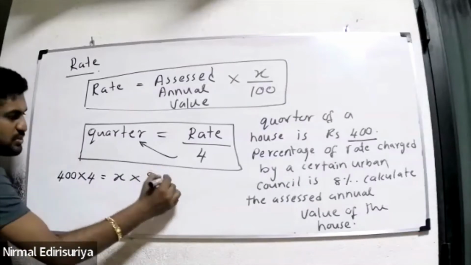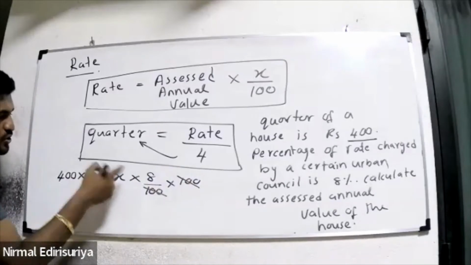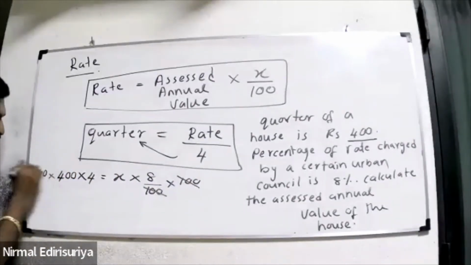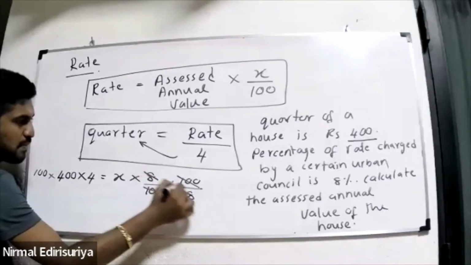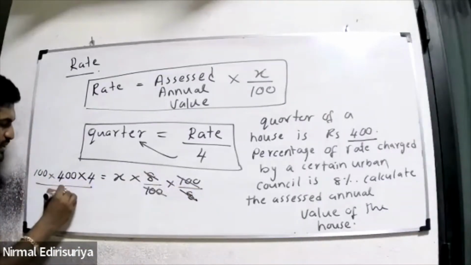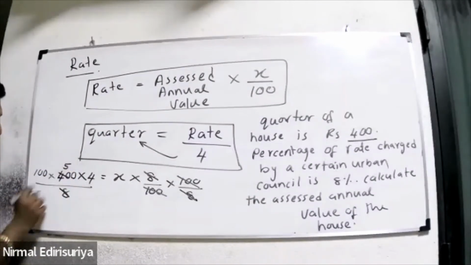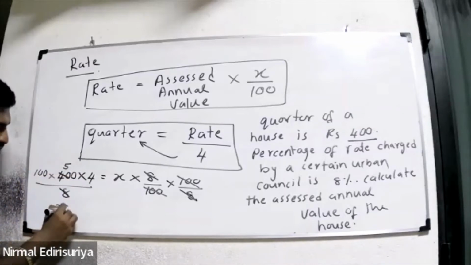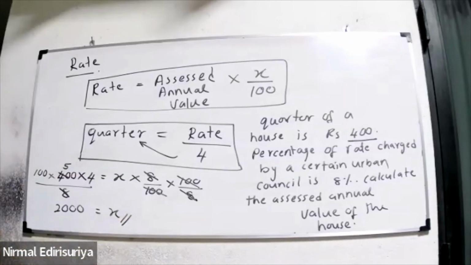Then to remove this 100, you have to multiply by 100, and this side also multiply by 100. To remove this 8, divide by 8, divide that by 8. Then 8 to 40 cancel, 5. 5 into 4, 20, double 0. X is how much? 2000 rupees.